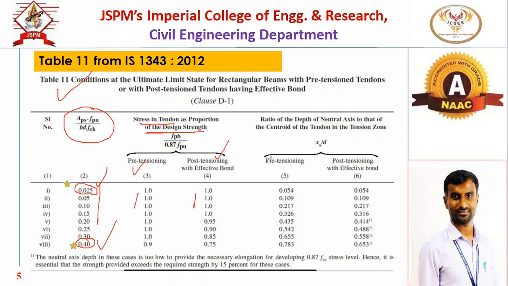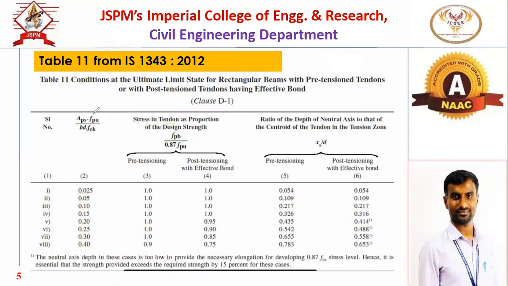Similarly, they have given the ratio of depth of neutral axis to the centroid of that tendon, that is, the value of xu by d. Initially we have to assume this ratio. Say we assume the effective reinforcement ratio as 0.10, then we get xu by d as 0.217. And if I assume d, I will get xu, the depth of neutral axis. From that, I can work out the moment of resistance.